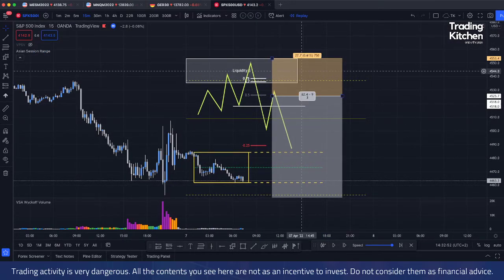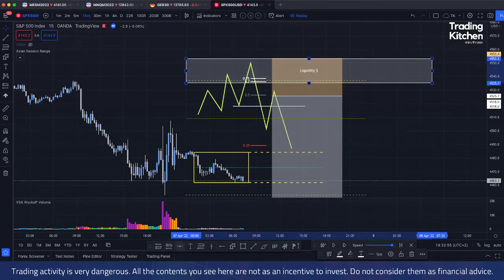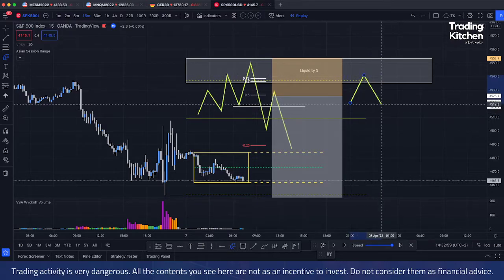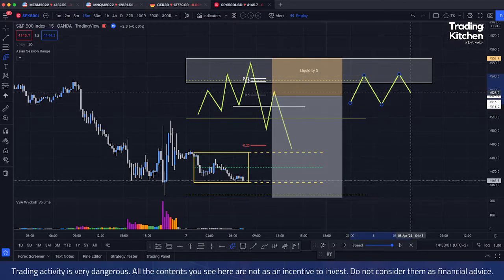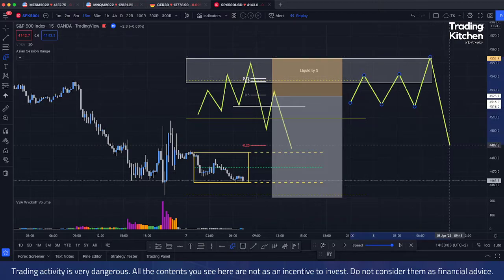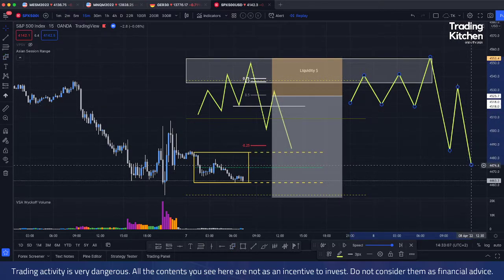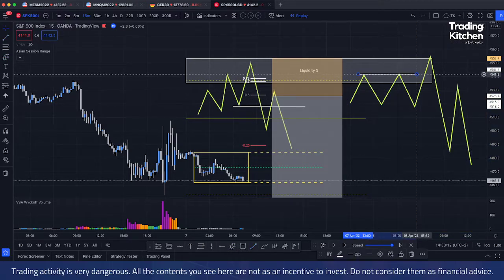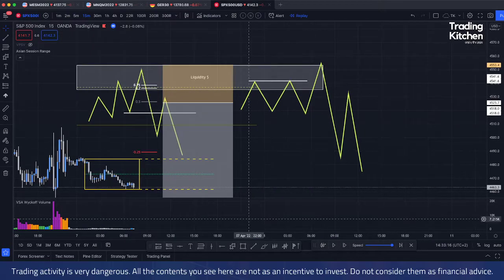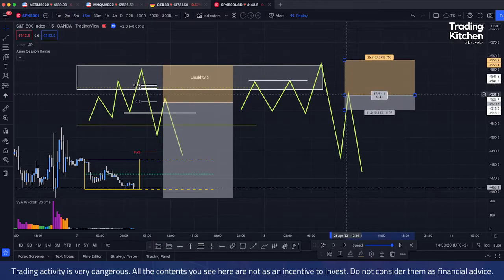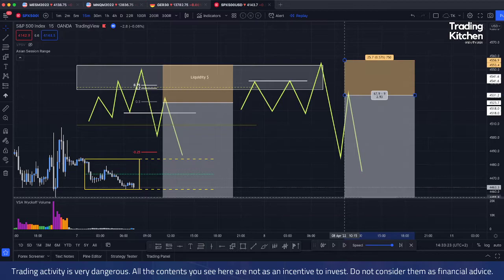Another good pattern is a double top. Basically it's the same, but with static liquidity. So when you see a double top, it means that there is a lot of liquidity above here, and so the short will be this one. Same thing obviously for a long trade.